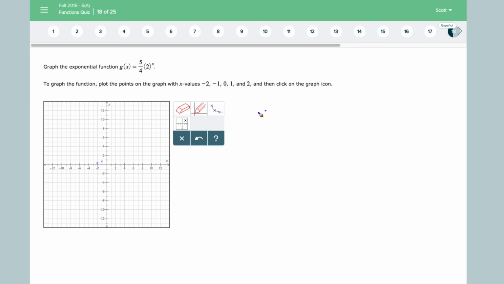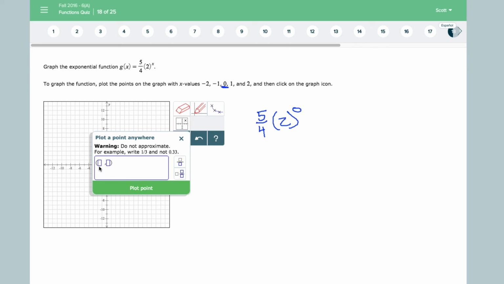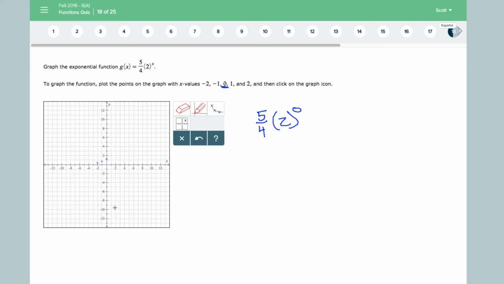Okay, 5 over 4 times 2. Now we're on the 0. Raised to the 0 power. Anything raised to the 0 power is 1. 5 over 4 times 1 is 5 over 4. So that tells me when I plugged in a 0, I got 5 over 4. Plot the point.